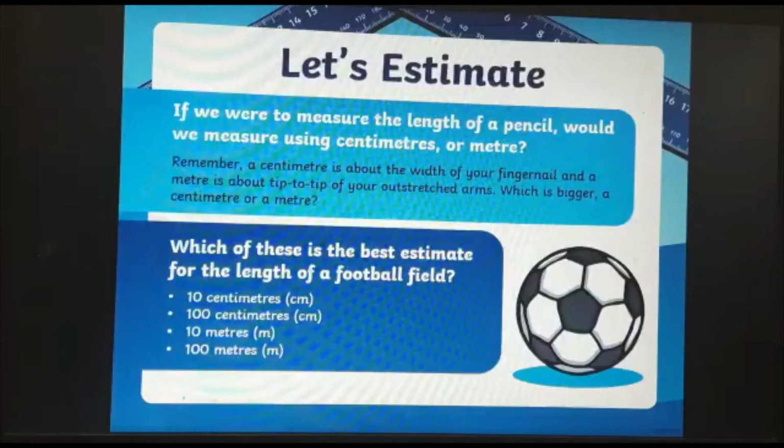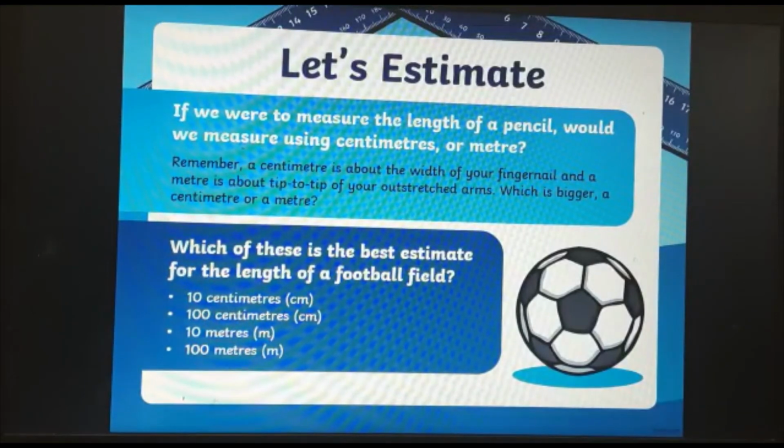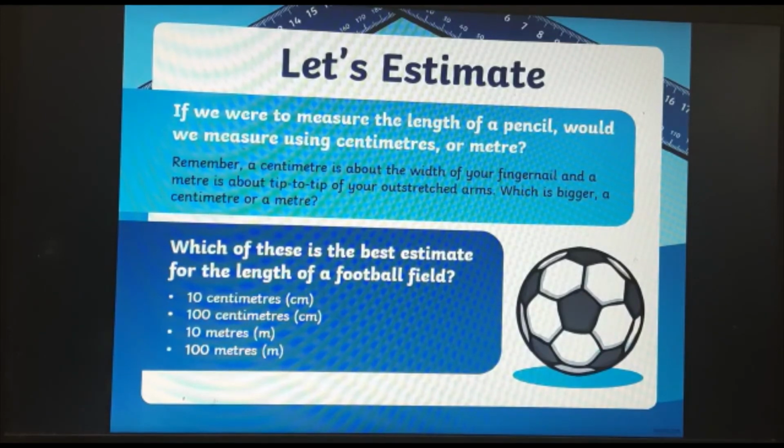All right. Now there is a question for you all. If we were to measure the length of a pencil, children, what would we do? Would we use meters or would we use centimeters? Remember that a centimeter is about the width of your fingernail and a meter is about the tip to tip of your outstretched arms. Now, which one is bigger, a centimeter or a meter? All right, so you have to see what you are measuring.